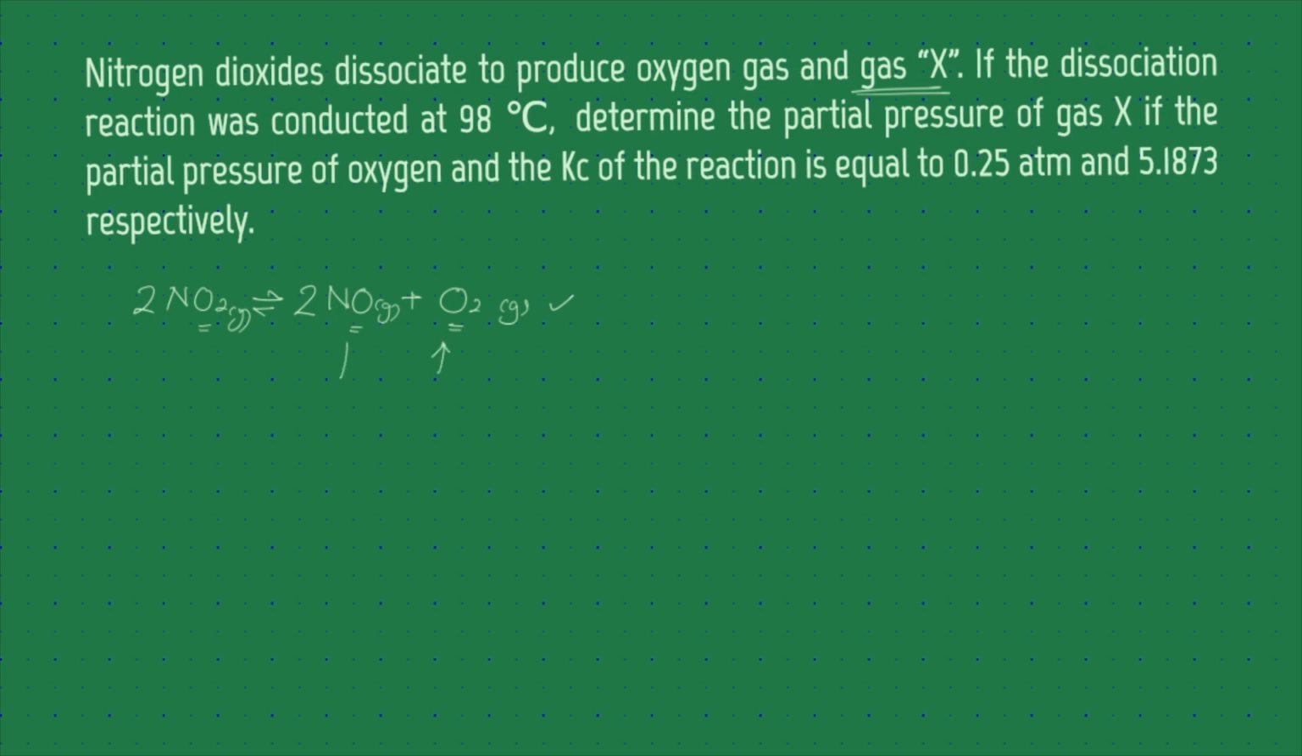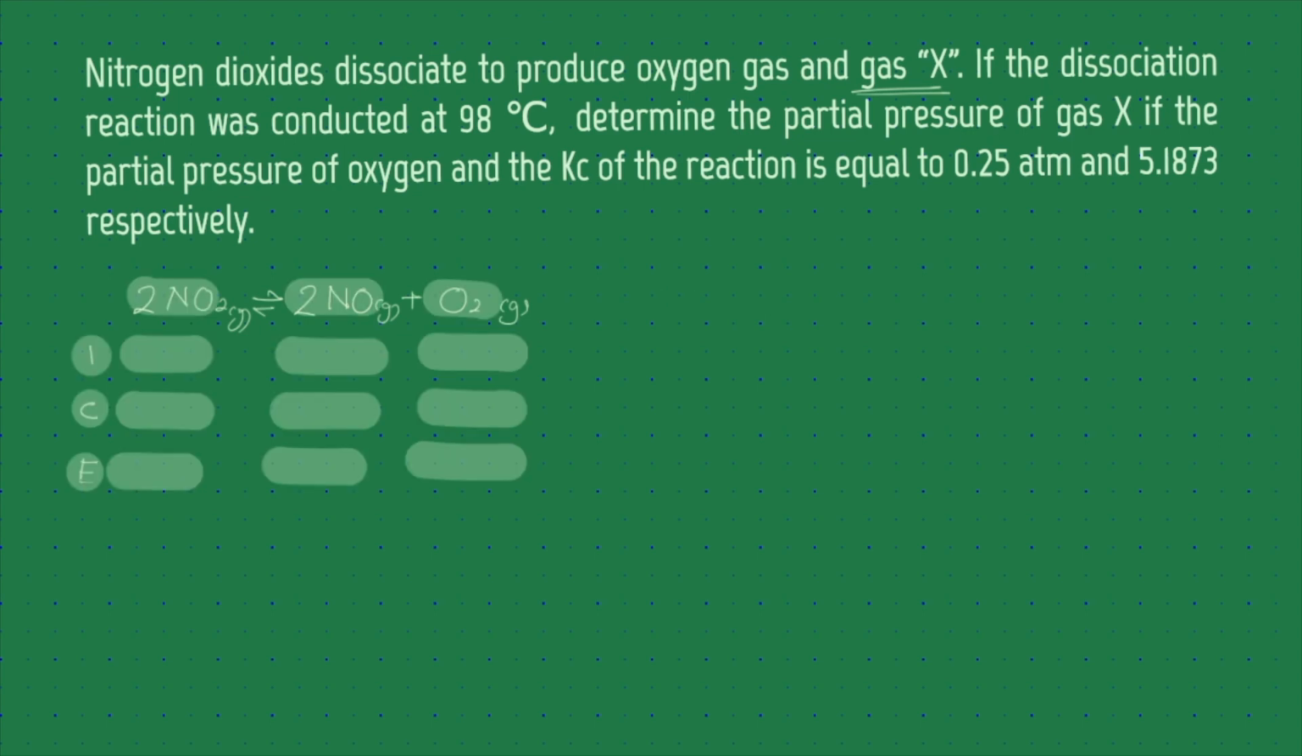So 1 is oxygen, therefore your gas X is nitrogen monoxide. What we are going to do next is write the ICE diagram for this dissociation process. From the question we know that we have no value for the initial concentration or initial pressure for nitrogen dioxide, so we're just going to put y here. At the beginning there's no dissociation occurring, so it's 0 and 0.